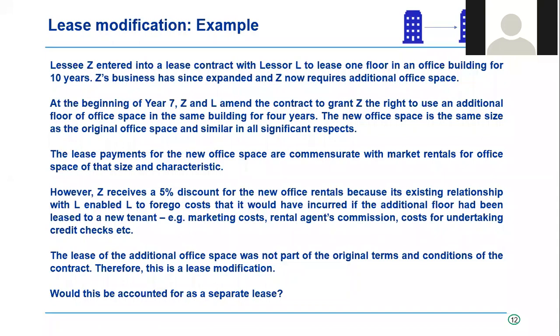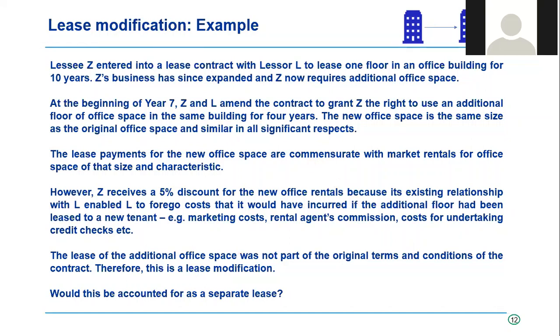Now, what the standard would require us to assess is effectively what is the impact of this 5% discount, considering the condition that the standalone selling price or the standalone lease rental of the new floor is also at an independent or an arm's length price. So would this be accounted as a separate lease? The assessment is yes, this would be accounted as a separate lease for two reasons.